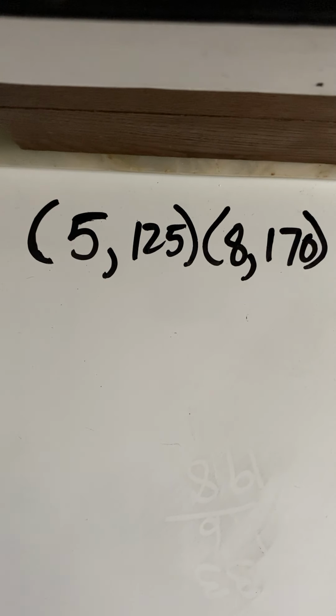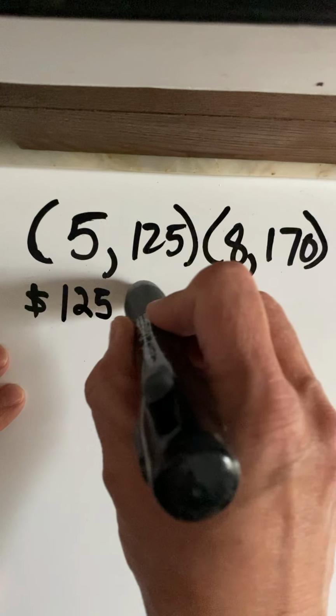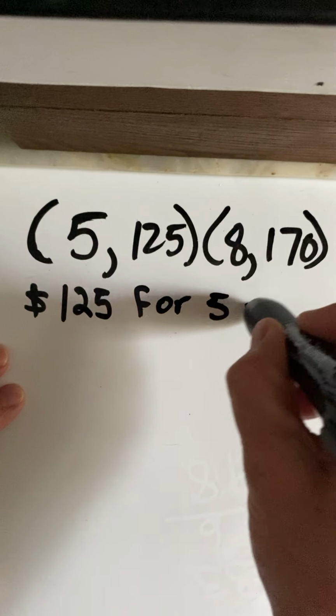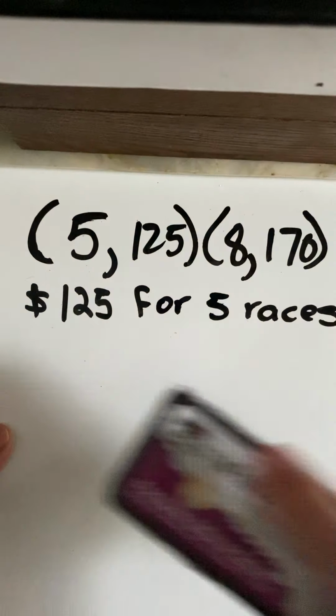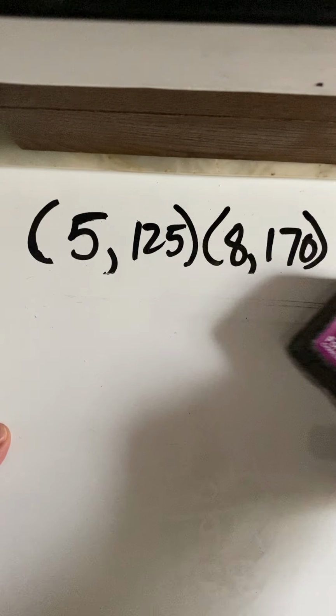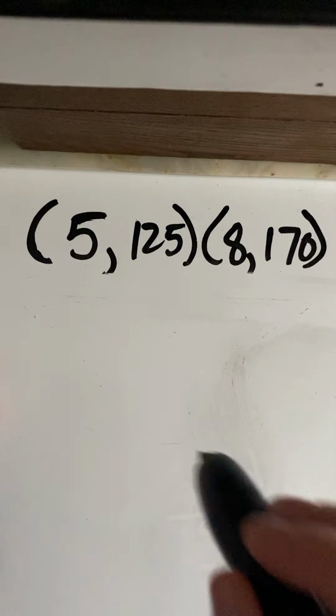So if you're given 2 points, what do you do? Whenever you're given 2 points, you find the slope. Now, I do want to point out that they said $125 for 5 races. Does that mean I automatically write 125, 5? No, I have to think. Total cost is usually y. So I have to put that as my y. Okay, so now I have 2 points.